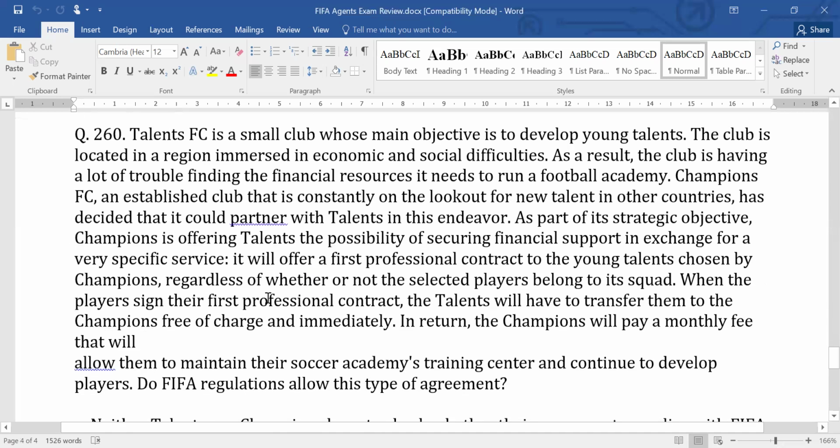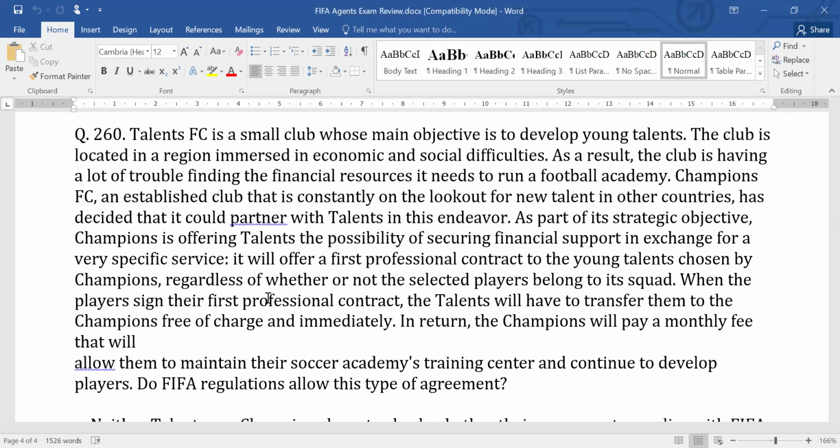Talent FC is a small club whose main objective is to develop young talents. The club is located in a region immersed in economic and social difficulties. As a result, the club is having a lot of trouble finding the financial resources it needs to run a football academy. Champions FC is an established club that is constantly on the lookout for new talent in other countries. And Champions FC have decided that it could partner with Talent in this endeavor.